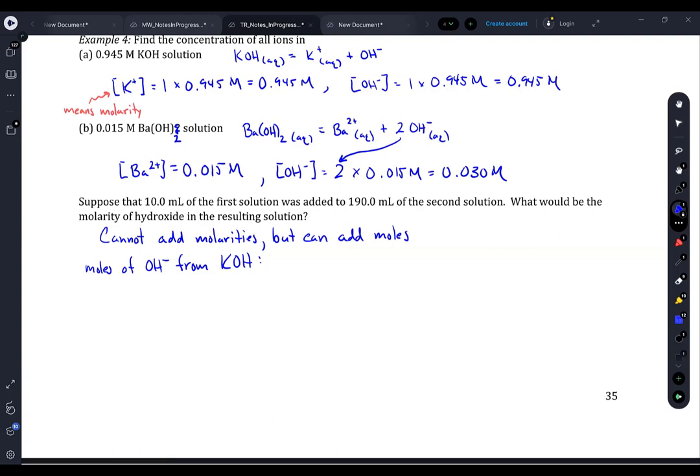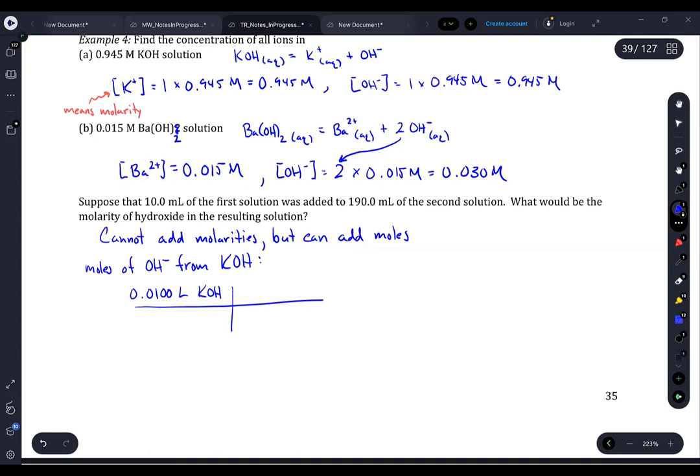Yeah, just use the molarity. So, but first I'm going to convert milliliters to liters. What would that be as liters? 0.0100 liters of the KOH solution. And for every 1 liter of the KOH solution, there is how much hydroxide? 0.945, right? Moles of, I'm going to use this molarity over here on the right, the moles of the hydroxide, right? You should be able to do that in your head. So times 0.01 means I'm going to move the decimal 2 to the left.